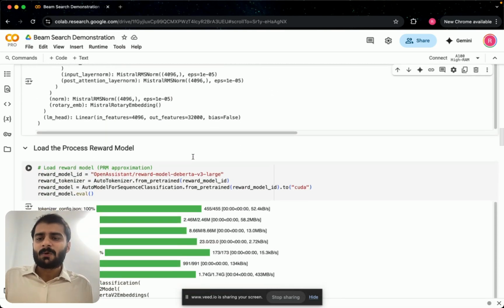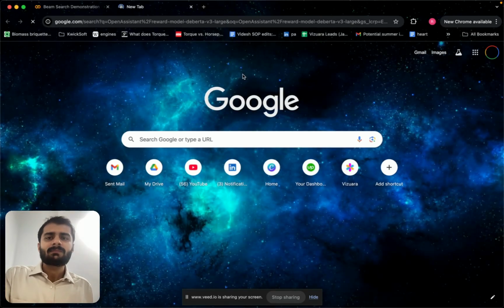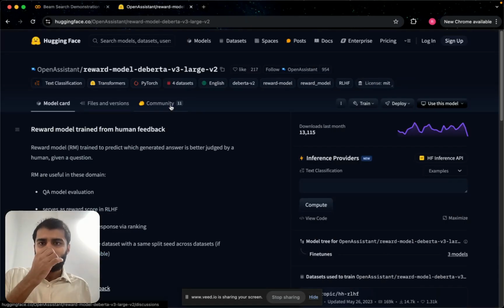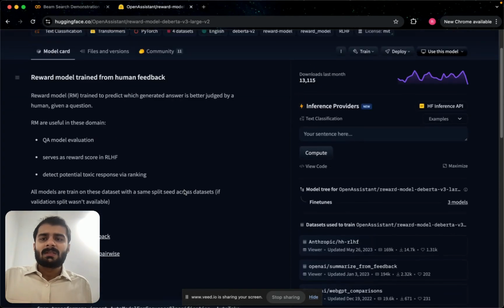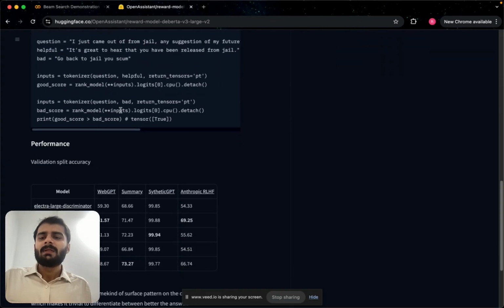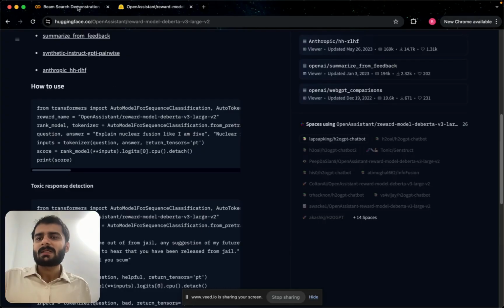And now we are loading our process reward model. I am using this process reward model here, which if you copy paste you will see it's hosted on Hugging Face. So this is the process reward model I'm using for this Google Colab notebook, which is called reward model DeBERTa V3 large V2. This is the reward model which has been trained from human feedback. It can also be used for toxic response detection and some other tasks as well.